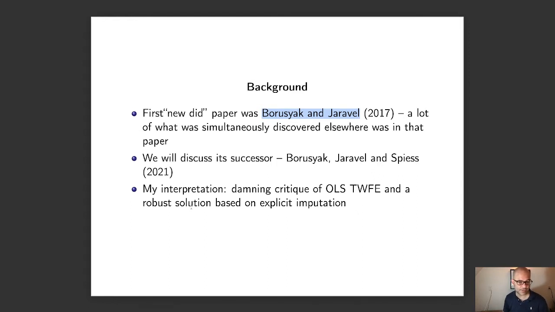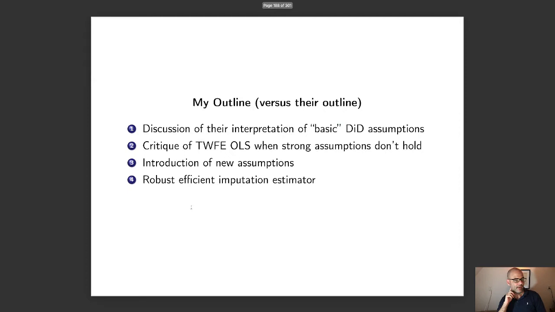This is a successor. My interpretation of the paper is that it's a damning critique of OLS two-way fixed effects. We've already discussed a lot of this material, so I might go over some parts of it relatively quickly and then get into the explicit imputation, because a lot of the critiques of two-way fixed effects we already know. Some stuff we don't know, though. Some of the stuff we learned from Andrew Goodman-Bacon, and some of it we learned from Sun and Abraham.